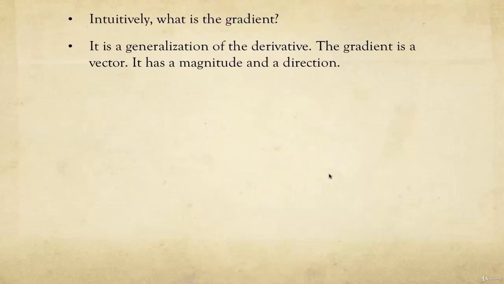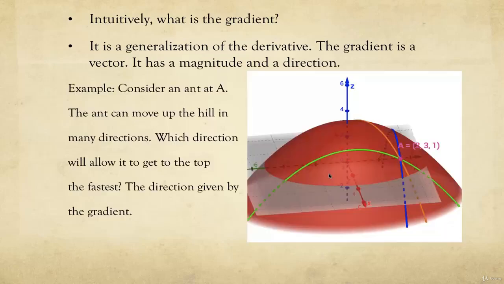So intuitively, what is a gradient? It is a way to generalize the derivative. The gradient is a vector, so it has two things: a magnitude and a direction. We want to focus on really the direction. The direction is what we're going to need to use for our algorithm.